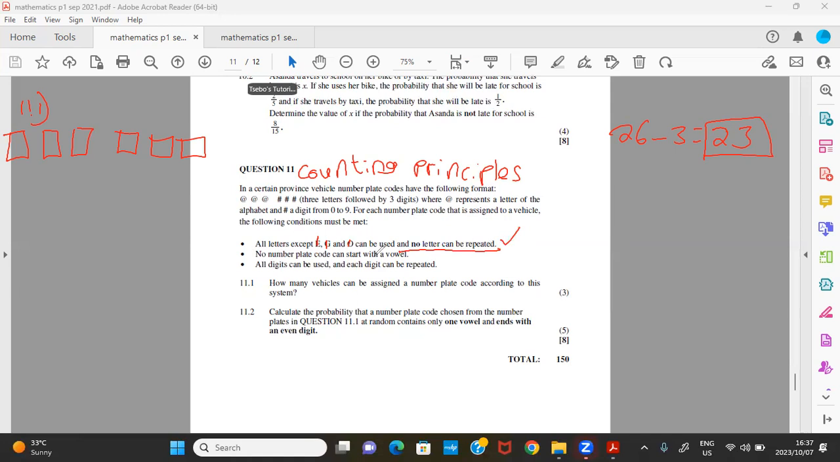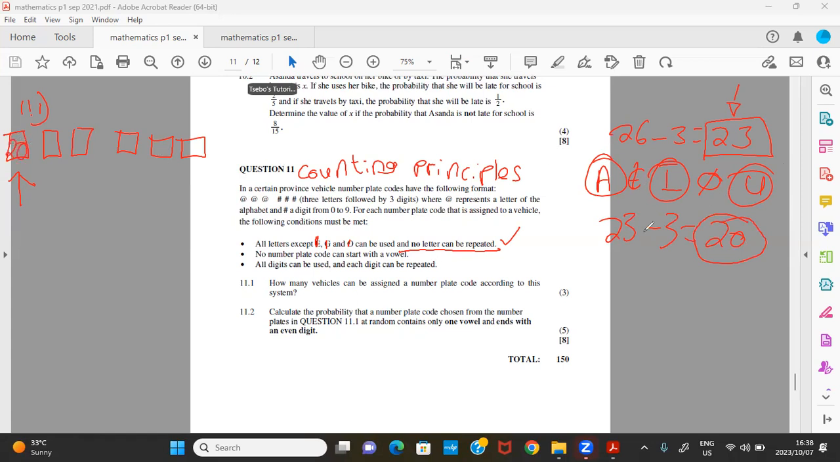Now they say no number plate code can start with a vowel. So meaning here, we are focused here at the beginning. So our vowels are what? A, E, I, O, U. Né? But take into consideration that here they said E and O is out. Né? So already we took it out here on the 23. So there's no need to take it out again. So at the beginning now, for the first one, I have only 23 letters, but I can't use A, I, and U, right? So it will be what now? 23 minus 3, which is 20. So for the first letter, I can only use one of the 20 letters.